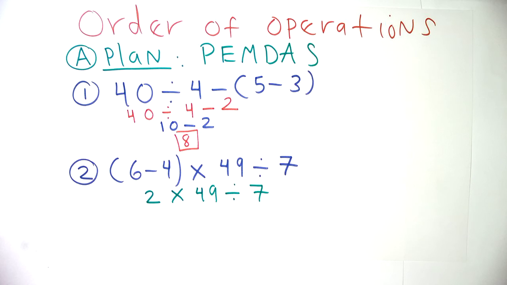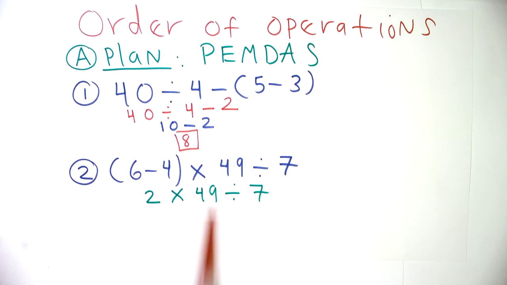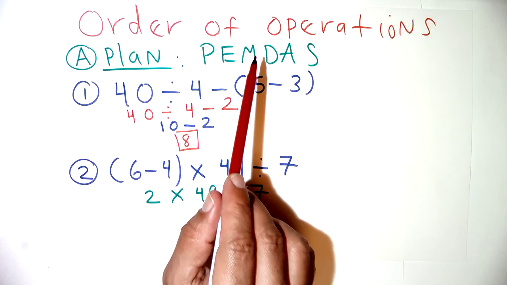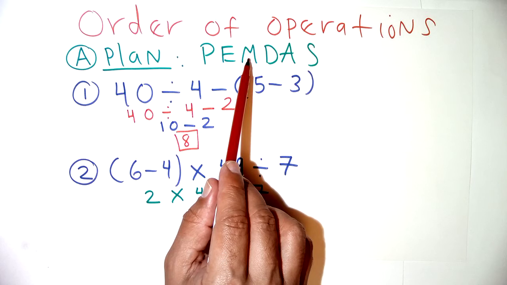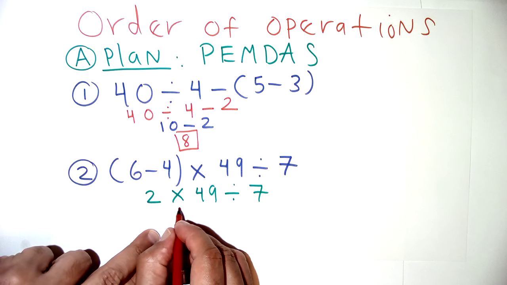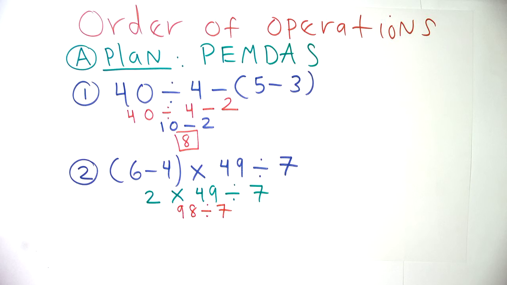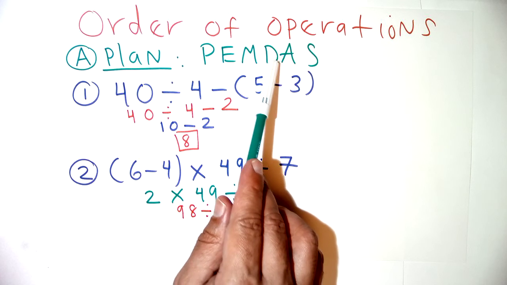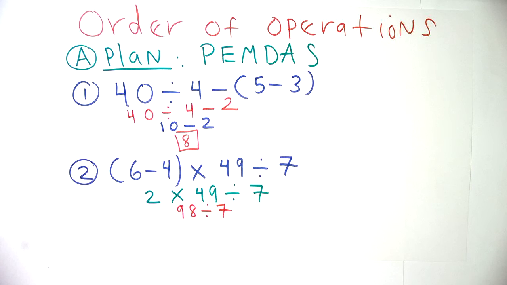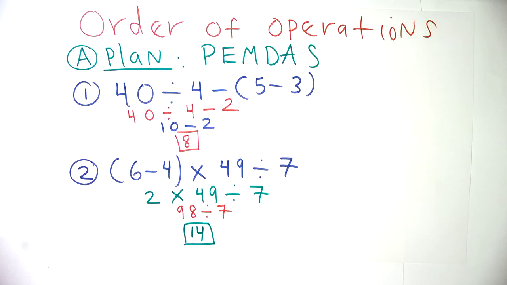The next thing you're going to do is keep following the plan. Do we have exponents here? We don't, so you go to the next one. How about multiplication? Yes, we do. So what is 2 times 49? That's 98. And with that step, even if you keep going, you know it's division. So 98 divided by 7 is 14. And that's the final answer.